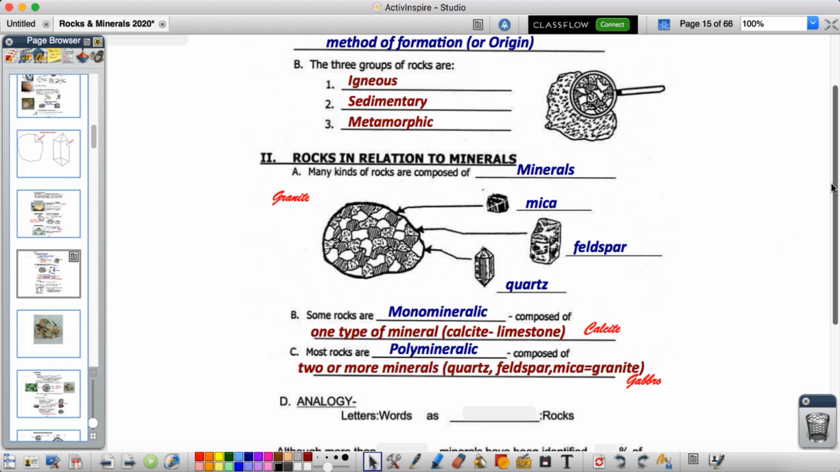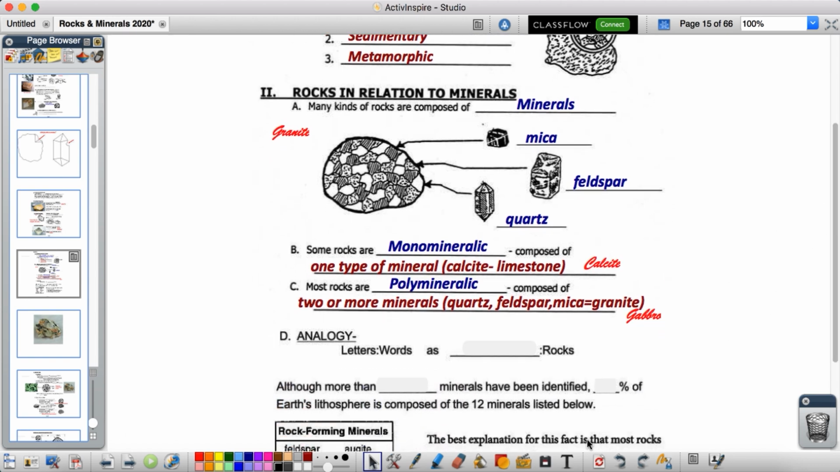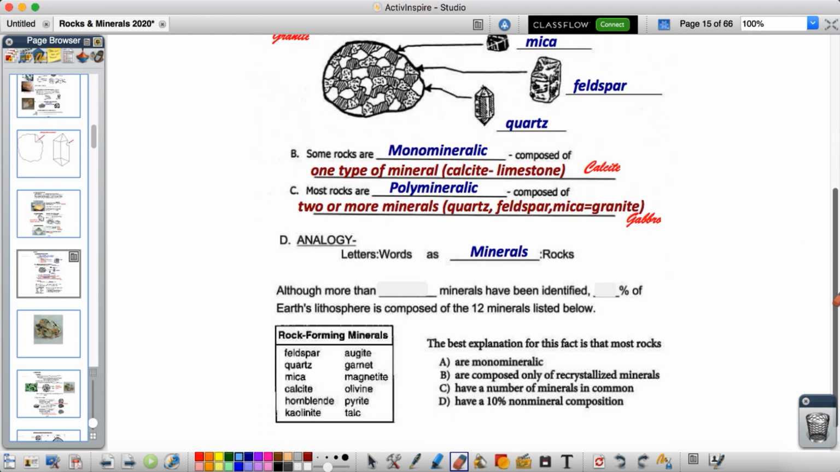Okay, now one little analogy for you. Letters are to words as what is to rocks. Well, let's think about that. Letters make up words. So, in the same regard, what makes up rocks? Well, the answer would be minerals. Minerals make up rocks. But, here's an interesting thing.